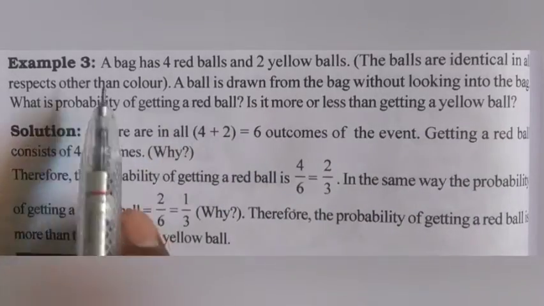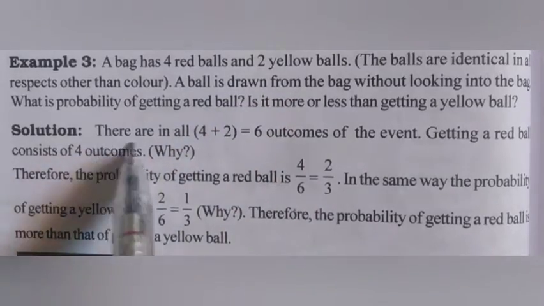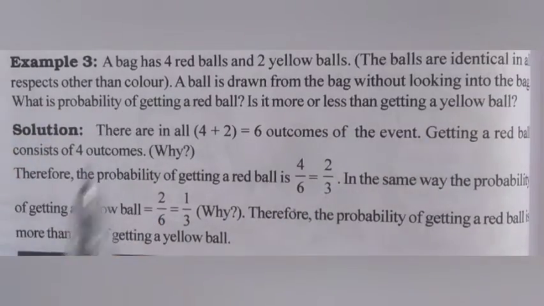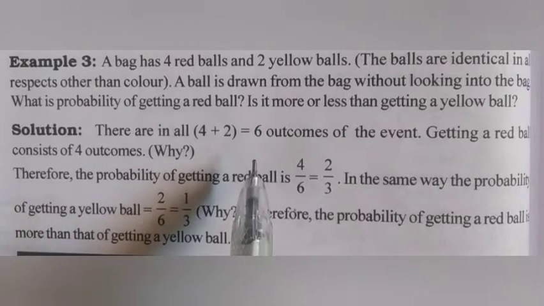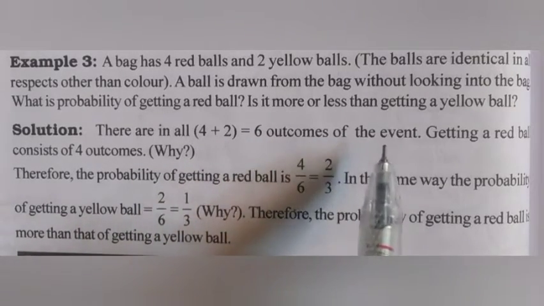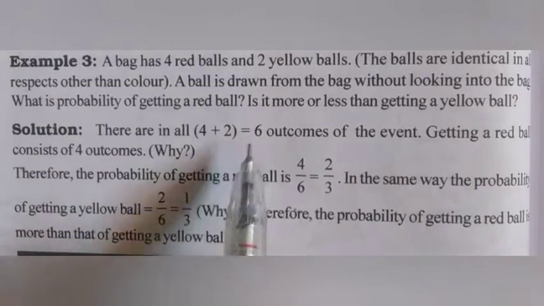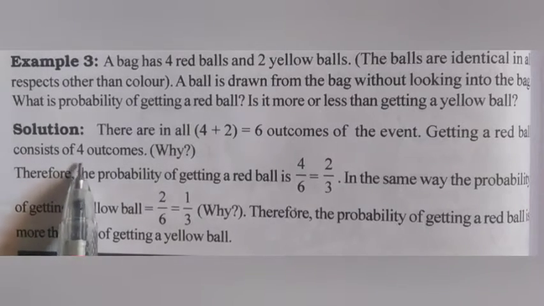Look at children. The bag contains 4 red balls and 2 yellow balls, all identical in all respects other than color. So the total balls in the bag are 6. Total outcomes, when we take a ball without seeing the bag, are 6. The possible outcomes of getting a red ball are 4.